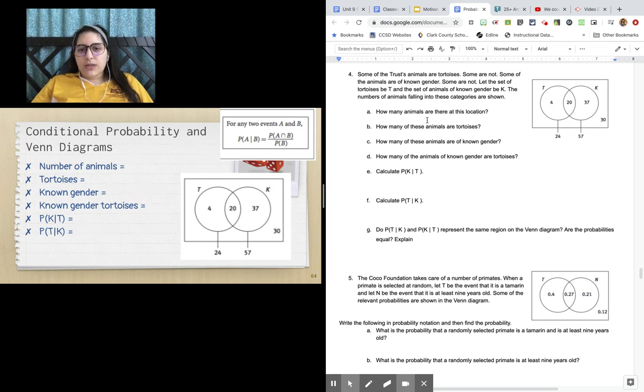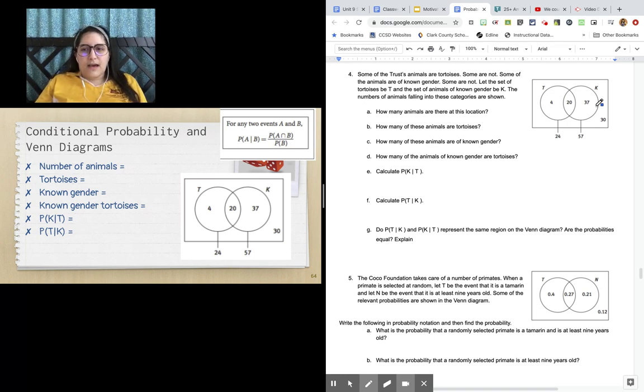Let's answer some of these questions about our Venn diagram. The first question is, how many animals are there at this location? If you want the total in the population, you add all of the numbers that are inside the Venn diagram. Not the ones that are outside, not the 24 and the 57. We're going to add these 4 numbers right here: 20 plus 4 plus 37 plus 30.